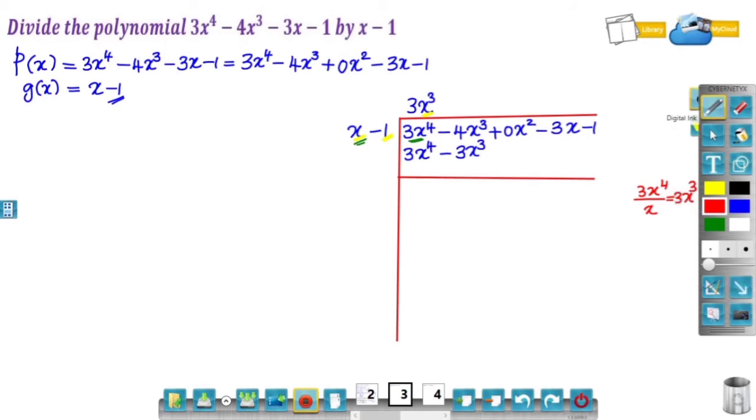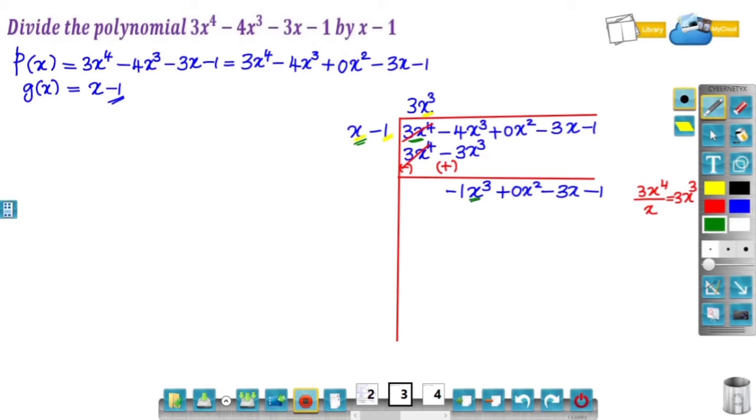After that, subtract. While subtracting you have to change the sign of the second polynomial. Plus 3x to the power 4 becomes minus, minus 3x cube becomes plus 3x cube. Now 3x to the power 4 minus 3x to the power 4 is 0, it gets cancelled. Now look at the sign, minus 4 plus 3. You have to subtract 4 minus 3, 1. Put the bigger number sign, that is minus. So minus 1x cube. Write the remaining terms as it is, plus 0x square minus 3x minus 1.